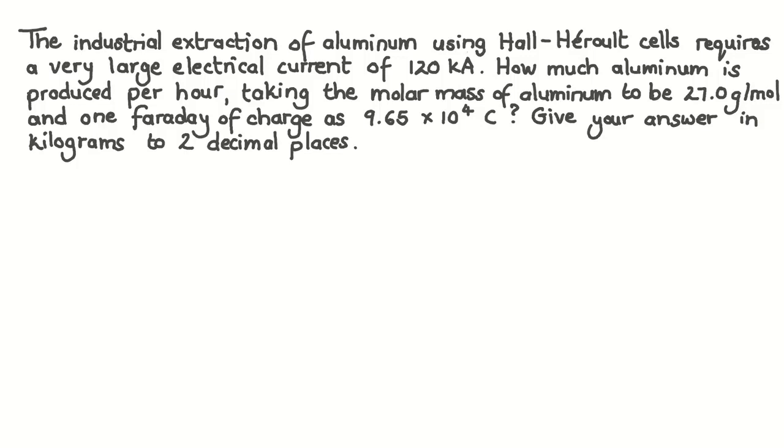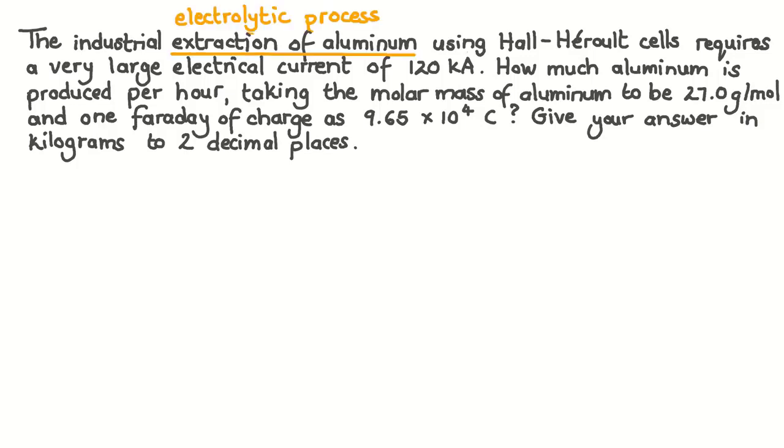The industrial extraction of aluminum using Hall-Héroult cells requires a very large electrical current of 120 kiloamps. How much aluminum is produced per hour, taking the molar mass of aluminum to be 27.0 grams per mole, and 1 Faraday of charge as 9.65 times 10 to the 4 coulombs? Give your answer in kilograms to 2 decimal places.